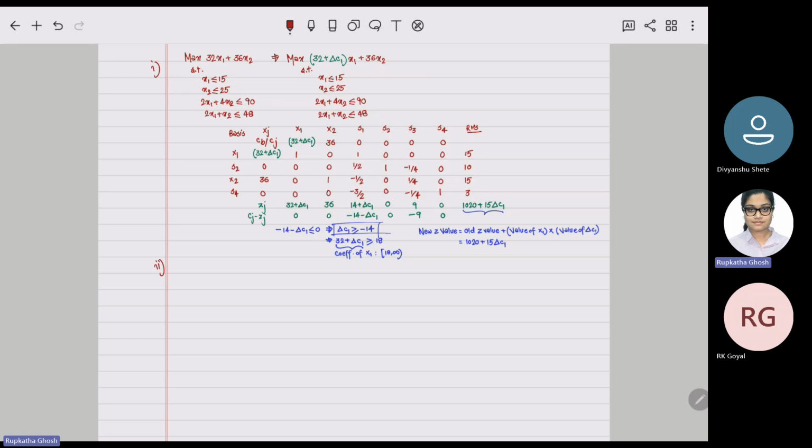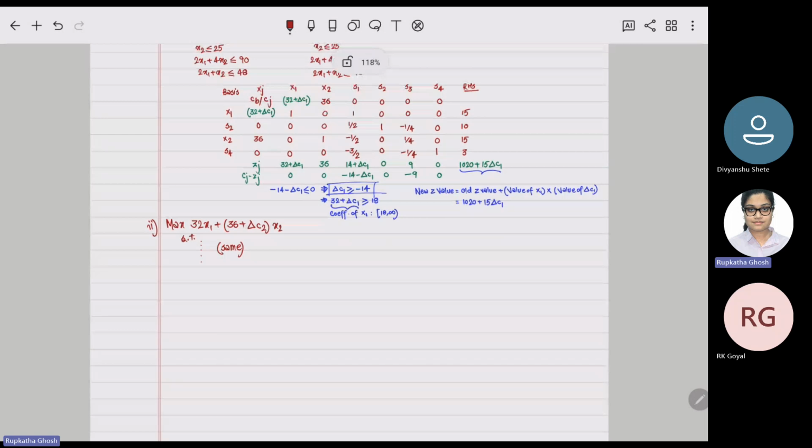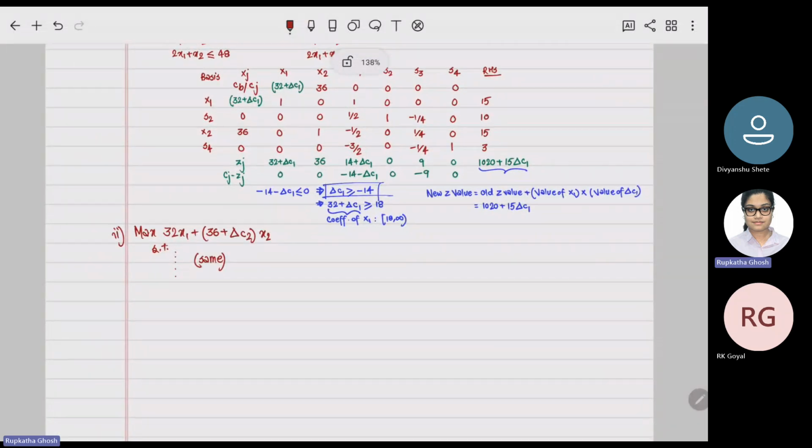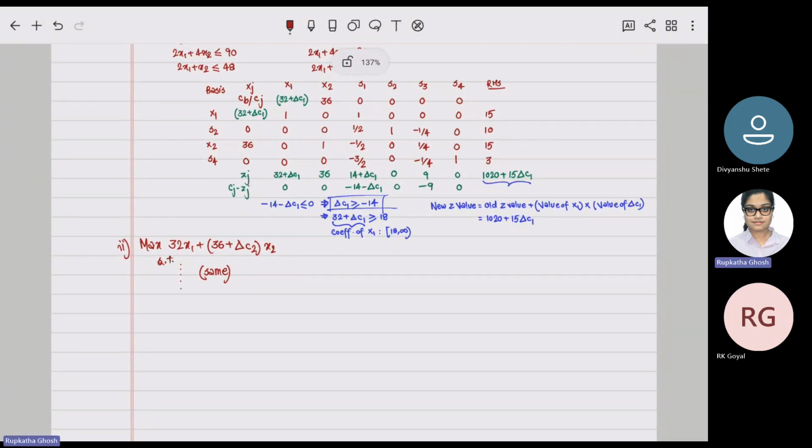In the second case, you want to see max 32x1 plus 36 plus some delta C2, x2, subject to all the constraints remaining the same. Now if I make the table, your final table structure will remain the same. The only manipulations you will have to do are with the coefficients, Zj and Cj minus Zj, and the right hand side you will have to compute.